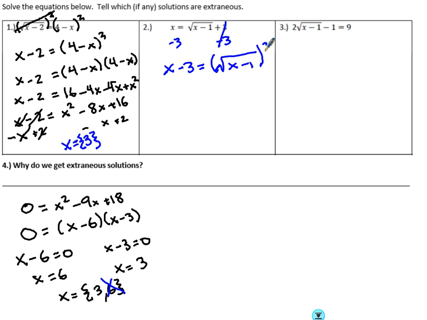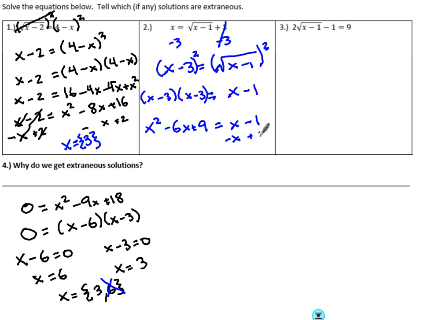To continue solving, once again we square both sides. On the right side we're left with x minus 1. Multiplying out x minus 3 times x minus 3, we get x squared minus 6x plus 9. That is equal to x minus 1. Once again, the equation is not set equal to 0, so before we start factoring or using quadratic formula, or completing the square, or solving by square roots, we want to isolate the equation and set that equal to 0.